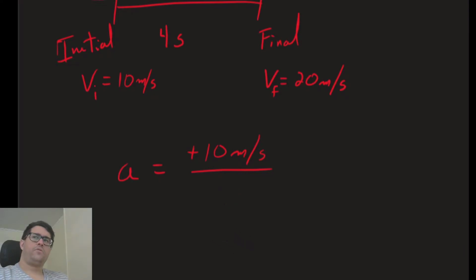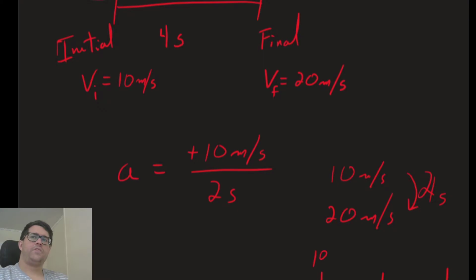What if it took me 2 seconds to increase my speed? So again, I'm going from 10 meters per second to 20 meters per second. How long does that take me to do that? If it takes me 1 second, I'm accelerating very fast. If it takes me 2 seconds, I'm accelerating twice as slow, or half as fast.